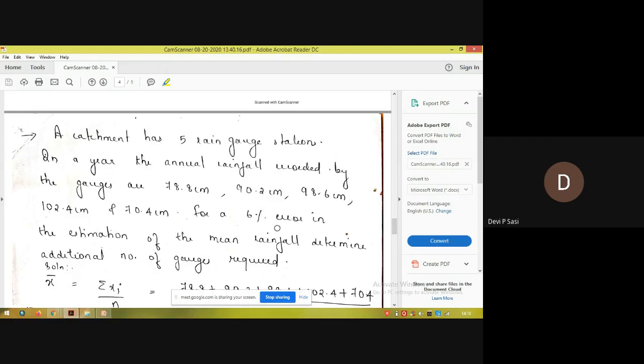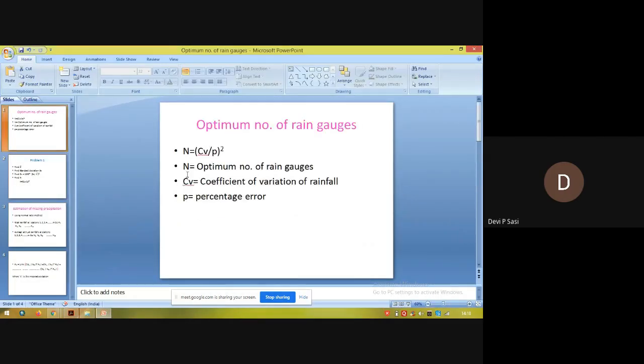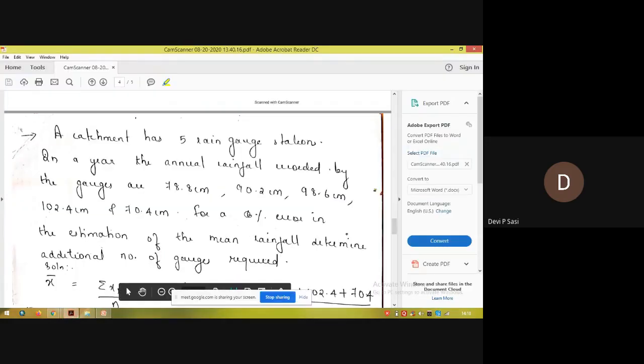So what is 6%? 6% error. It is P. Here you can see that P is a percentage error. So in the question it is given that there is 6% error. So here small p is equal to 6% and n is equal to 5.